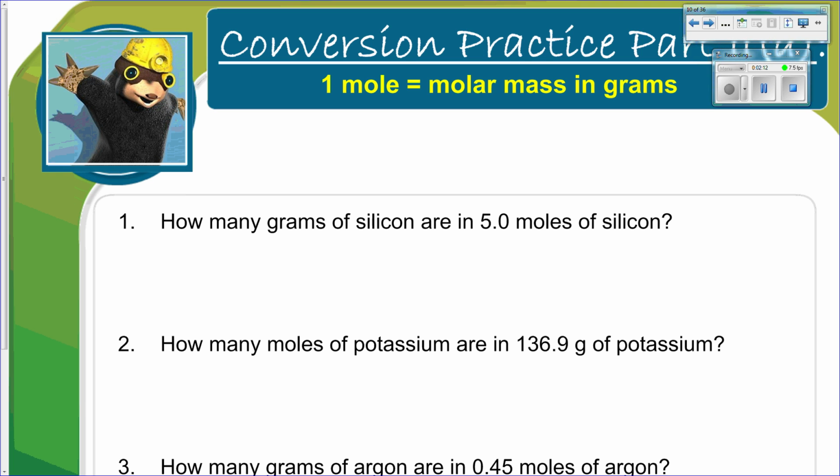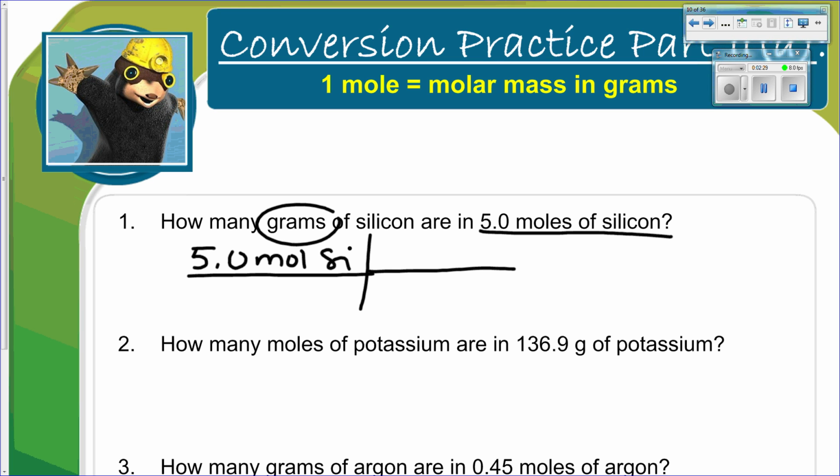So if we were going to do problems using this concept, it says how many grams of silicon are in 5 moles of silicon. So this is our given. This is where we're going. And so we're going to start with 5.0 moles of silicon. And we know that to get to grams, the molar mass of silicon is going to be the equivalent of 1 mole. So our molar mass is essentially one big conversion factor that we're going to use to convert between moles and grams and vice versa, go from grams back to moles.